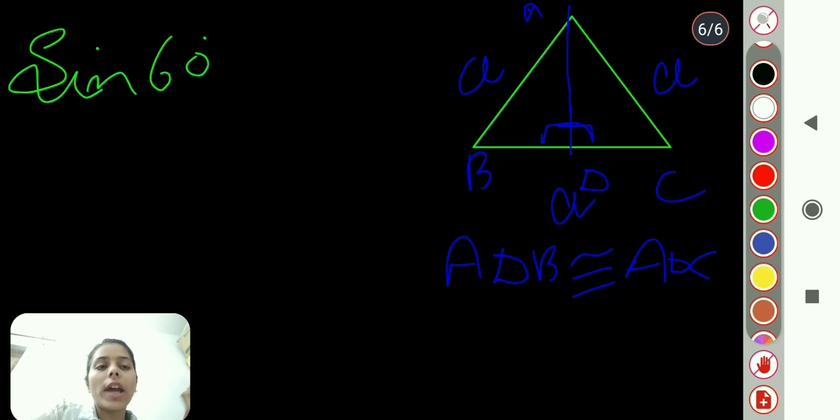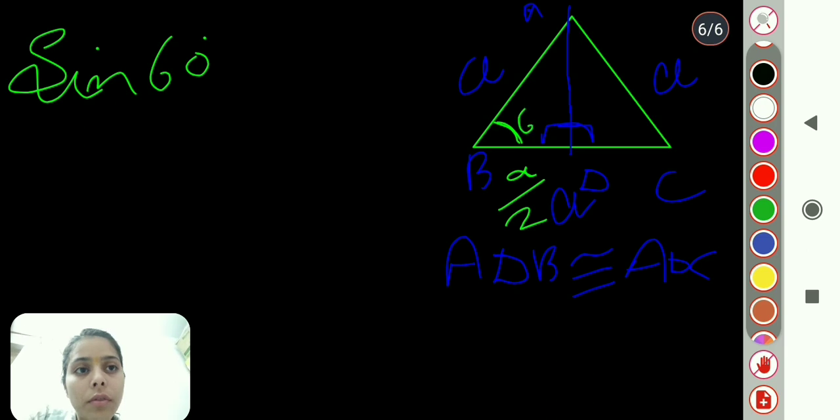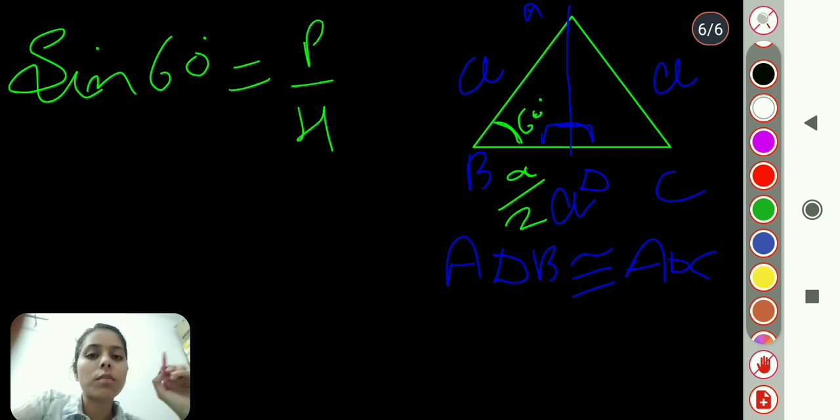So now I am taking the triangle ADB. We know that the value of BC is A. Then what will be the value of BD? BD will be A by 2. For sine 60 degree, this is the 60 degree angle. Sine 60 degree, we need what? Perpendicular upon hypotenuse. The formula for sine A is perpendicular upon hypotenuse. So in triangle ABD, here is my 60 degree angle. Perpendicular will be this AD.